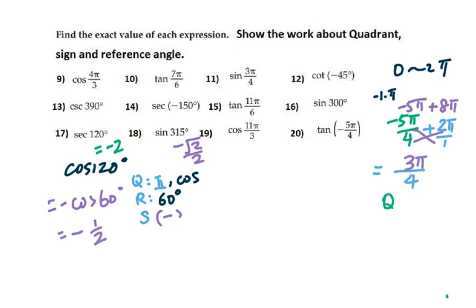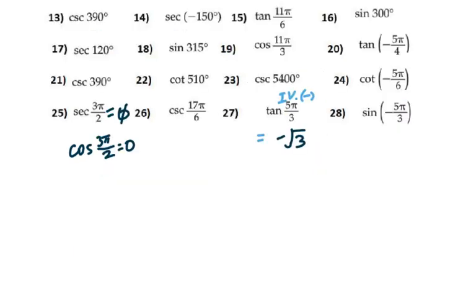We can go to QRS. That's the second quadrant. Pi over 4, that's reference angle. And we're looking for tangent. Therefore, it's a negative. It will be negative tangent pi over 4. Pi over 4 is 45 degrees. That's a negative 1.